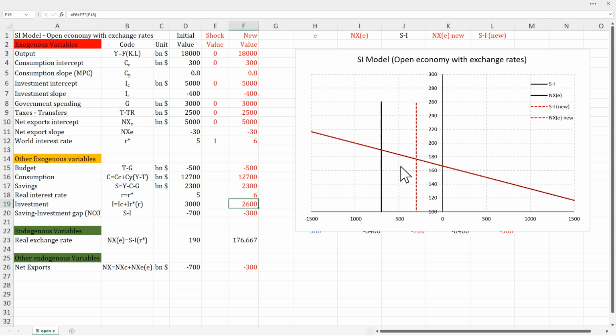The US goods will be cheaper for the foreigners. As a result, the exports will go up, and you can clearly see that instead of having a deficit of 700, we now would have a deficit of 300 because of the expansionary fiscal policy that is done by the world or the foreign governments.